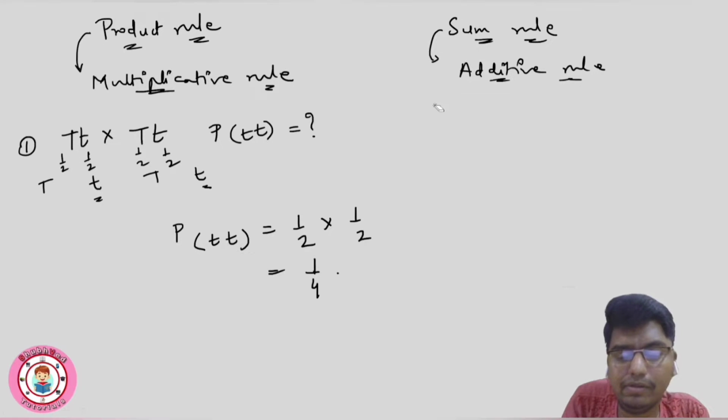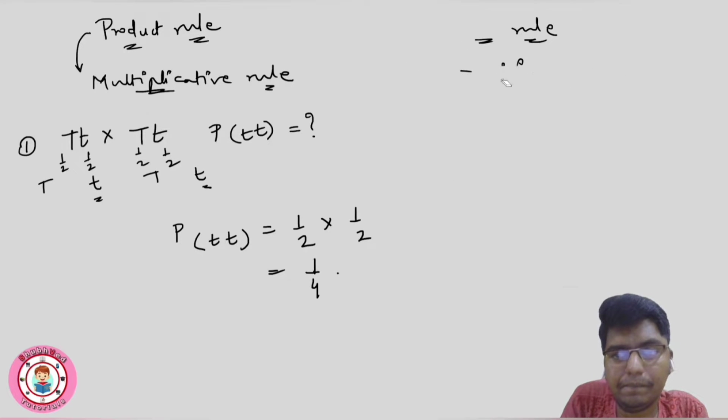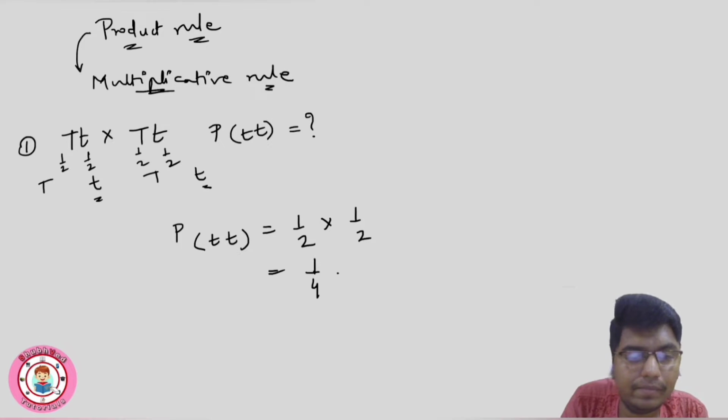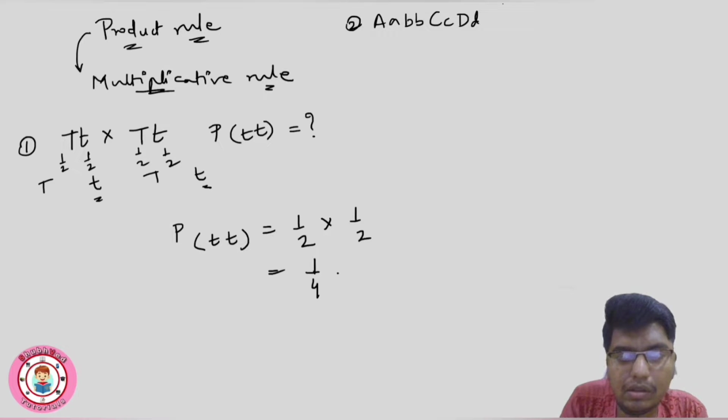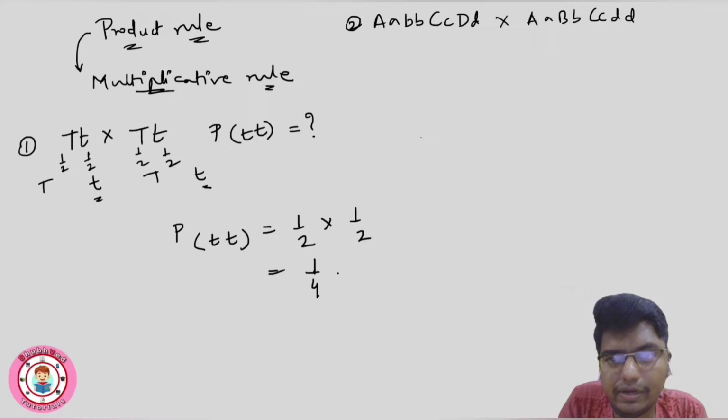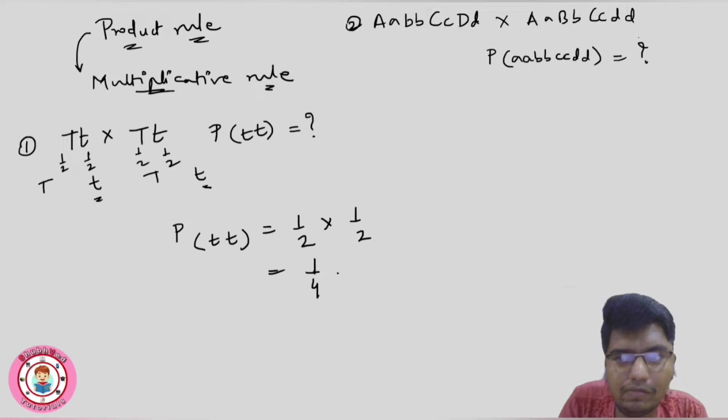Now we will solve a second example. So this is about a cross now. The second cross is given, and we want to find the probability of aa, bb, cc, dd, meaning recessive. So this is the type of question. Now how will we solve it?